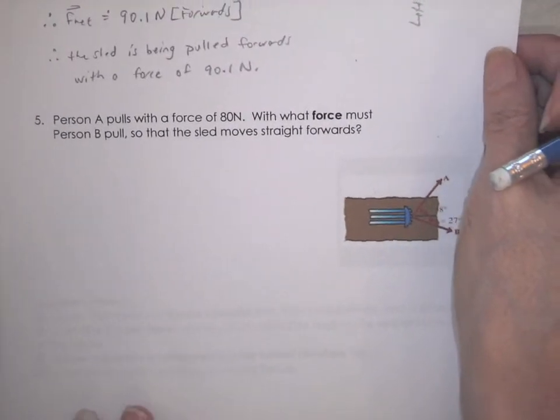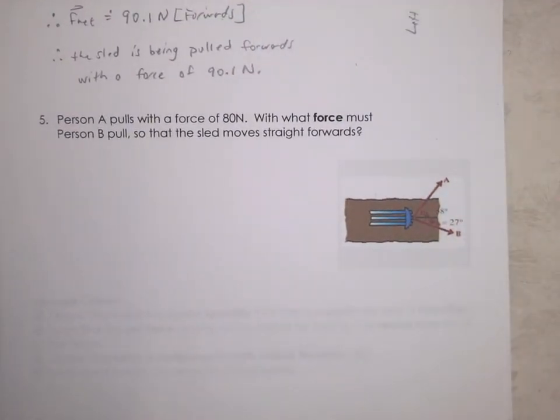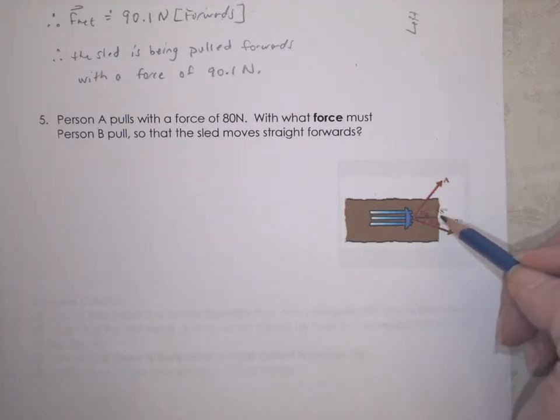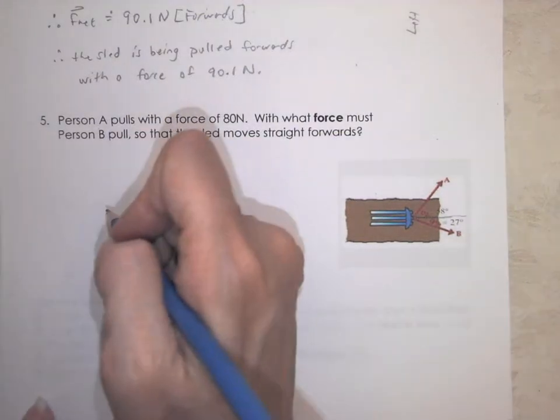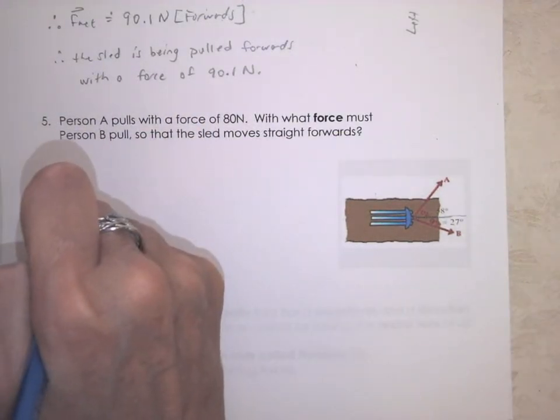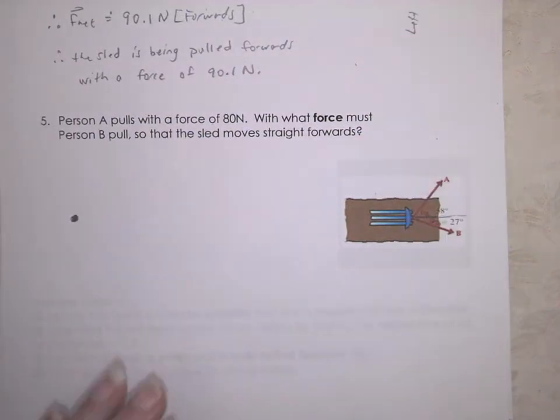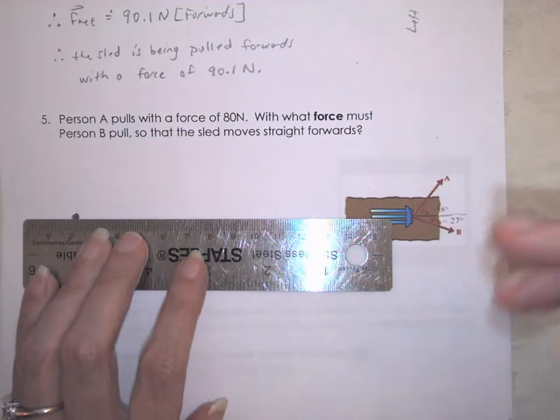Question 5, person A pulls with a force of 80 newtons. With what force must person B pull so that the sled moves straight forwards? And we're shown person B pulls at an angle of 27 degrees to forwards, and person B with person A, with 58 degrees. So again, I'm going to make my vector diagram. So here's my sled, and then I'm going to draw the horizontal in here.